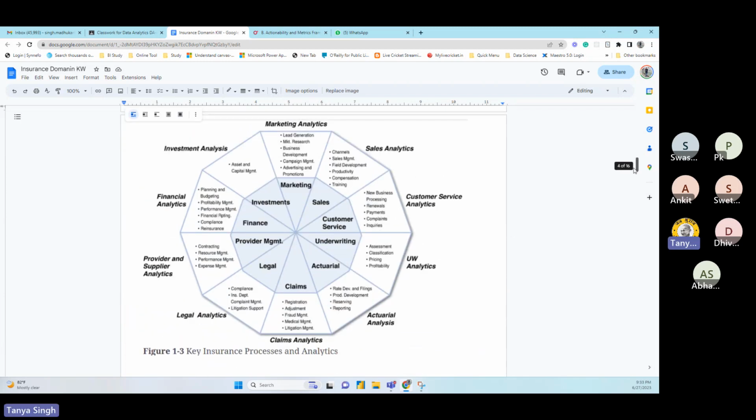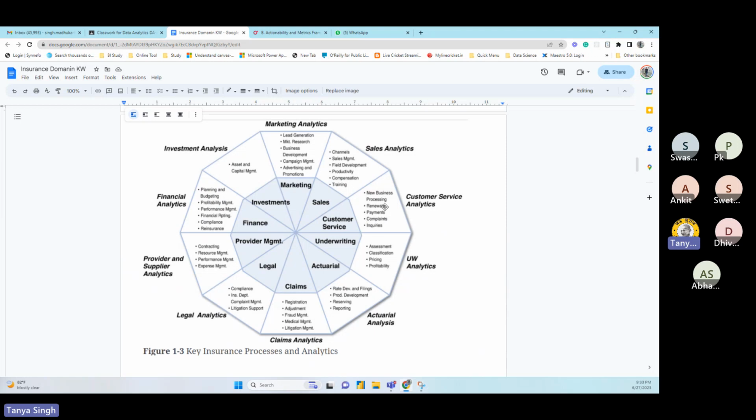Here are some analytical processes and key performance indicators that you produce, depending on your area. Marketing does lead generation, and all these are very standard. In sales analytics, they look at channels, who the sales partners are, and all those things. New business processing and renewal come under underwriting and customer.